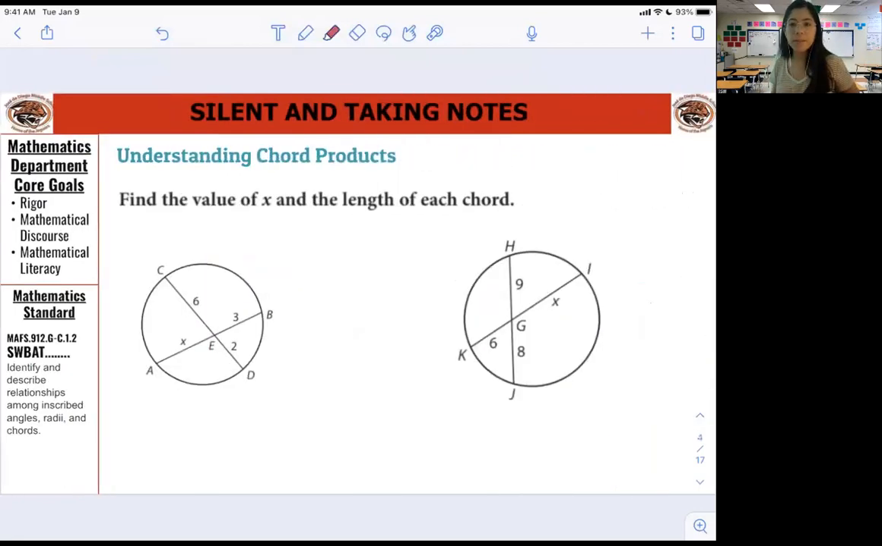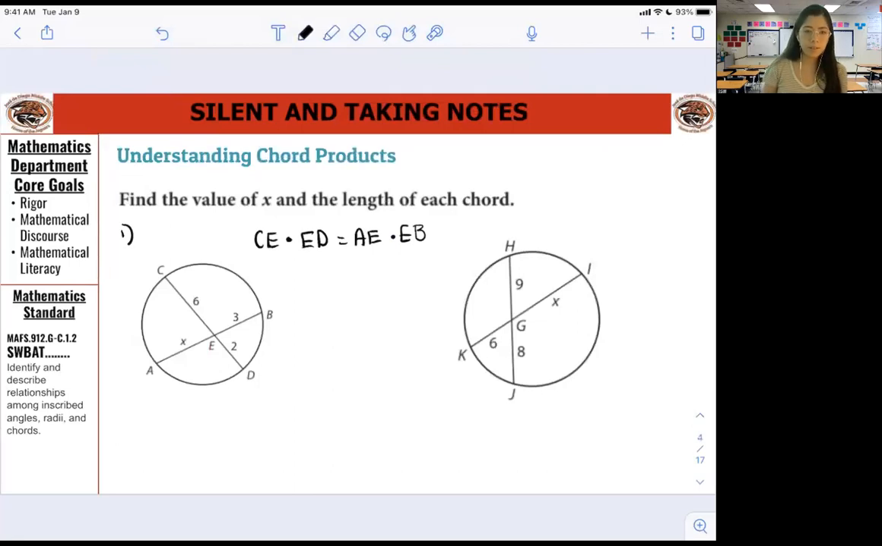Because of this theorem, we can do a little bit of math to see if we can figure out the length of some missing side lengths. So here are two examples. Let's start with the first one. First thing is we're just going to set up the equation the way that we usually do. So we know that CE times ED is equal to AE times EB. And now I'm going to fill in all of my blanks.